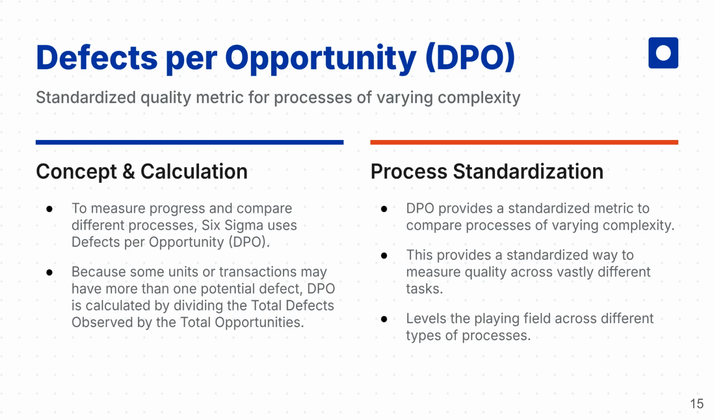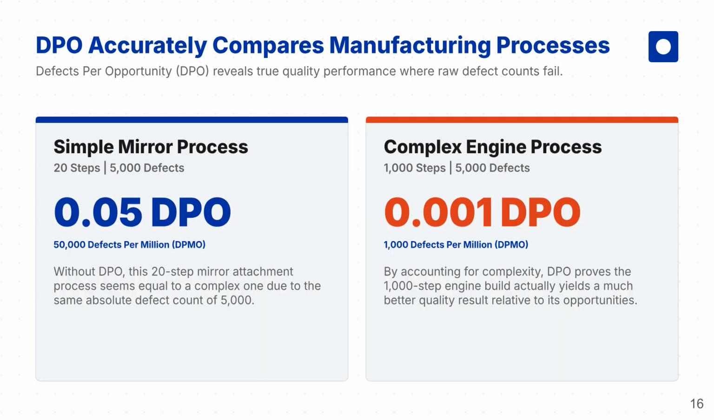Creating reliable processes that are well suited for robotic process automation. This example demonstrates why defects per opportunity, DPO, provides a more meaningful measure of quality than simply counting the total number of defects. At first glance, two manufacturing processes may appear to perform equally because they produce the same number of defects. However, once process complexity is considered, the actual quality can be very different.